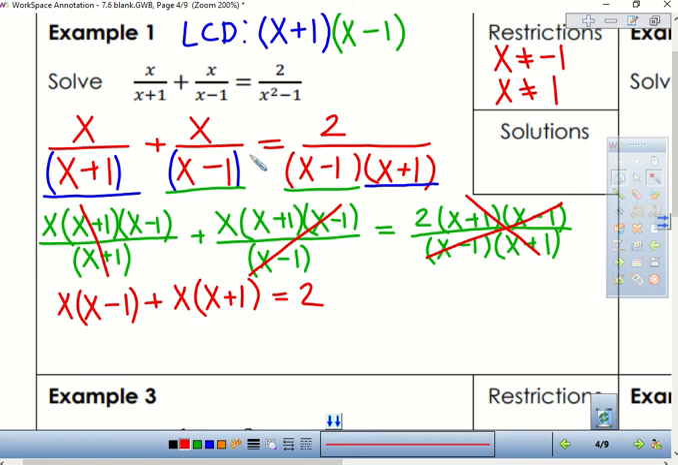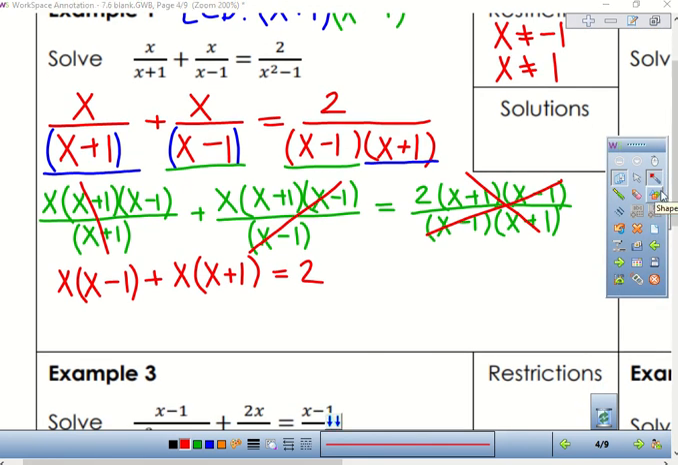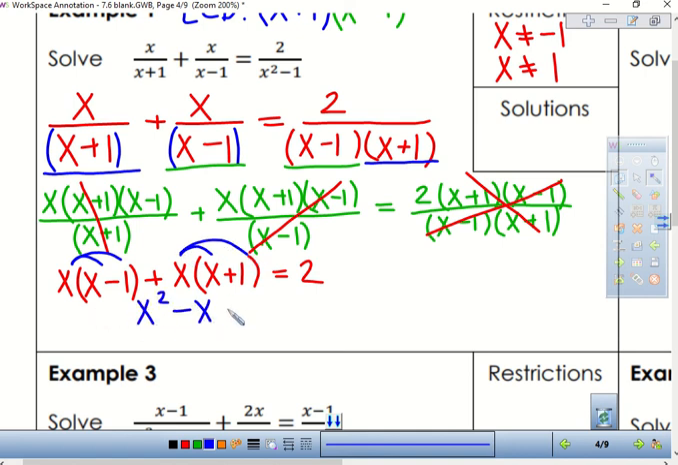So the reason you don't want to multiply it before you cancel is because now it's going to be a lot easier of a problem. So now at this stage, you're going to go ahead and simplify this. So we are going to distribute on both of these. And that's going to become x squared minus x plus x squared plus x is equal to 2.